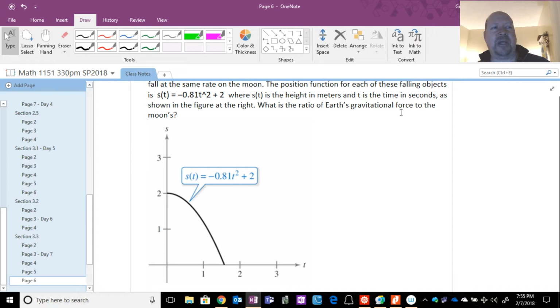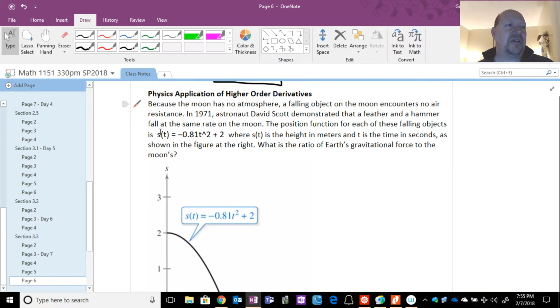And I'll explain this more fully in a second, but I want you to understand what this position function tells us. We've talked about position functions before, just briefly. In this case, since we're talking about being on the moon and dropping a hammer and feather, they basically fall at the same rate of this negative 0.81.